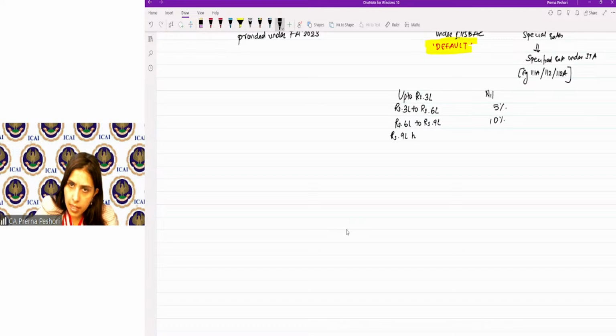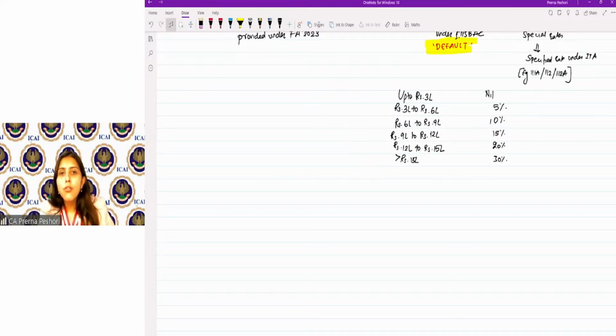Rupees 9 lakh to rupees 12 lakh, 15%. Then 12 lakh to 15 lakh, 20%. And above 15 lakh, 30%. So this is how your new slabs or the default slabs will look like from this year onwards.